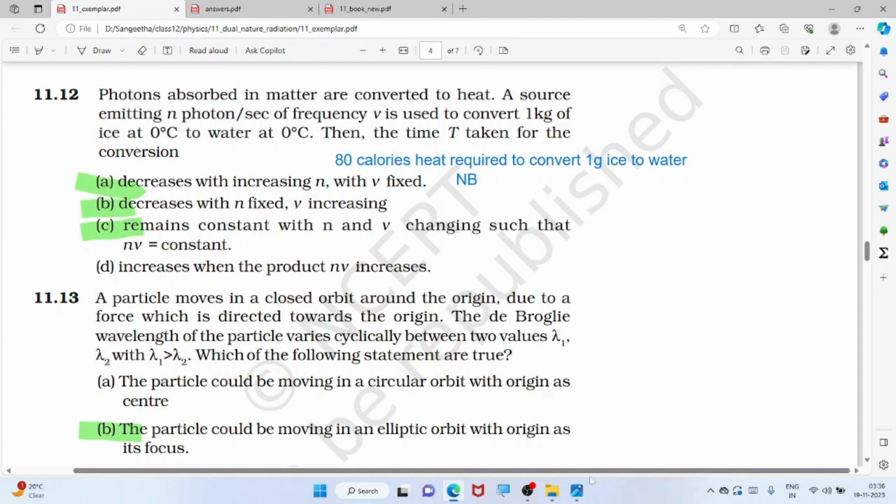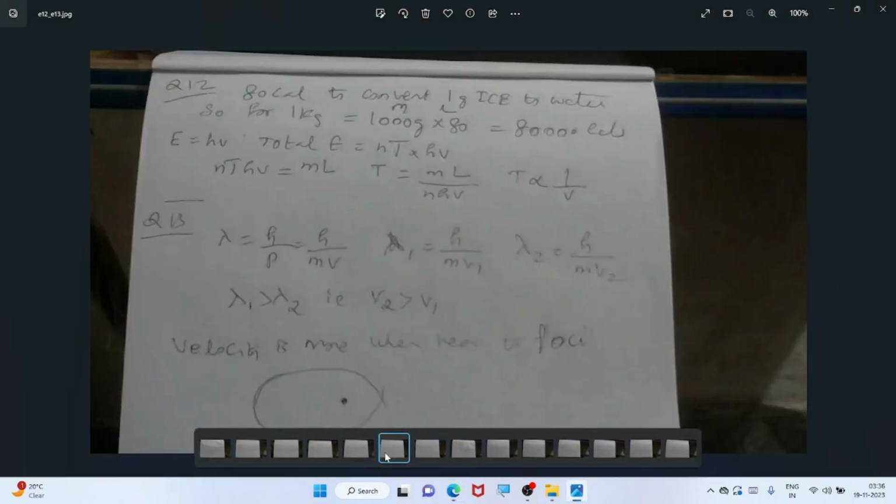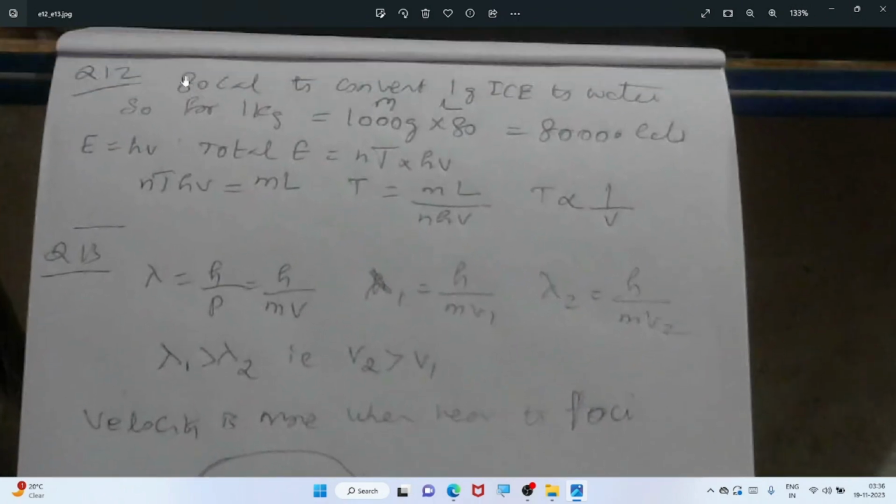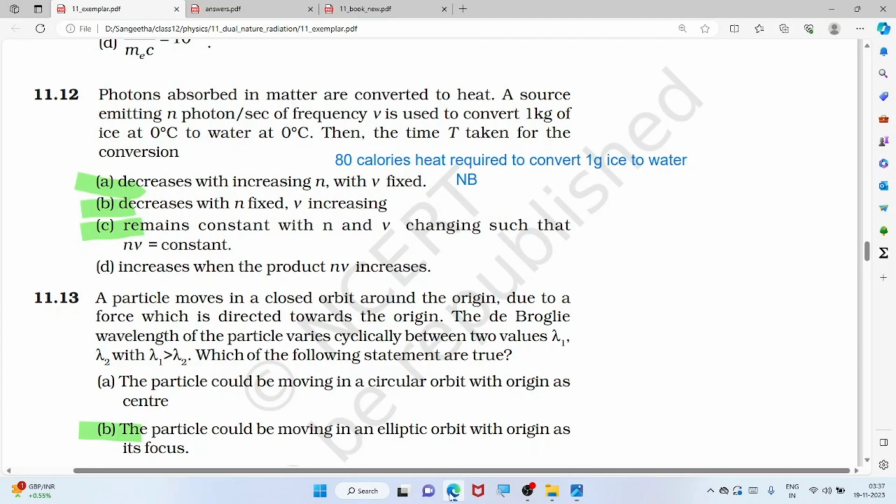These are the answers. 80 calories are needed to convert 1 gram of ice to water, so for 1 kg of ice we need 80,000 calories. E equals hν is the energy per photon, and there are n photons per second. So the total energy equals this, and then t is inversely proportional to the frequency. So you can get these three as the answers.